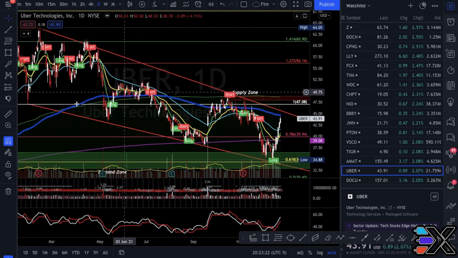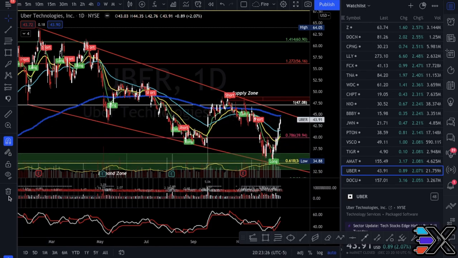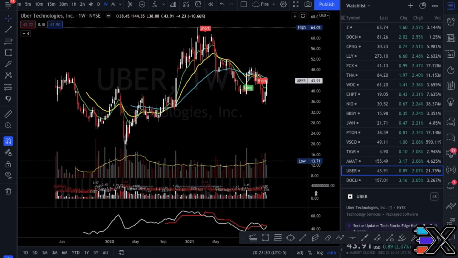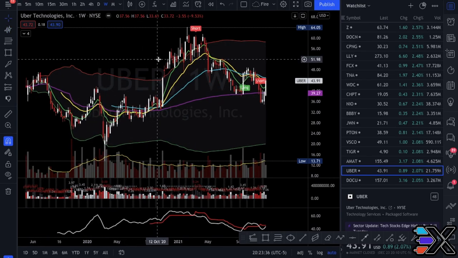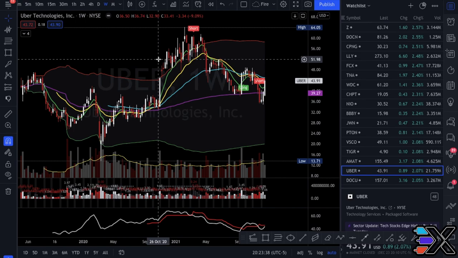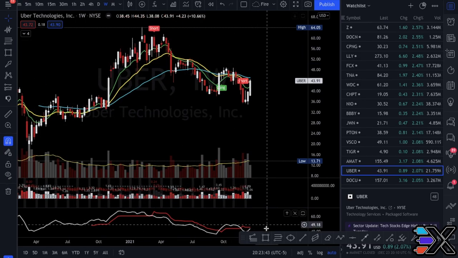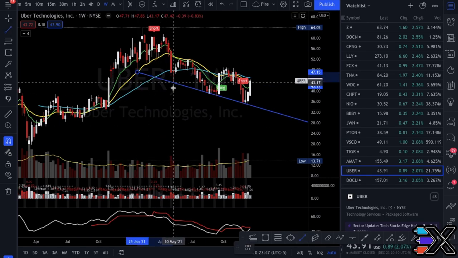All right, here's Uber. I definitely found a setup on this. Even if it's not completely there yet, this is a pre-anticipated setup. So where you can set alerts and wait for the setup to hit. Since it's not directly at the downtrend line yet, the upper trend line resistance, we just set an alert.